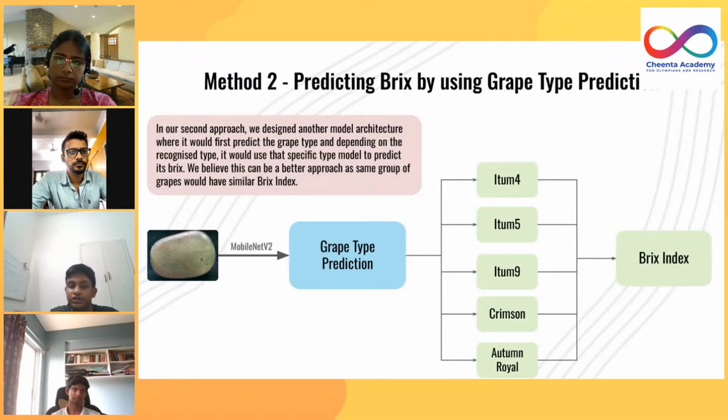Autumn Royal. So first, as input we put a grape image, and a CNN model such as MobileNet extracts its features and converts them into a feature vector. Then it predicts the grape type. And based on the grape type, we use five types of regression models to predict the brix index. Next slide, please.